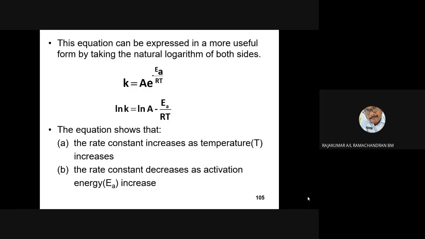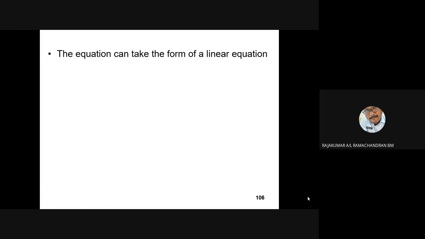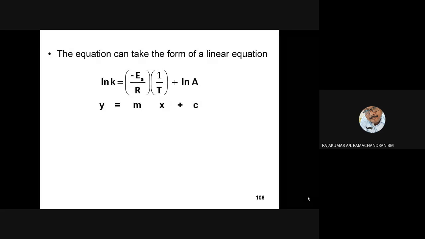More to mathematical relationship. Okay, the equation can take the form of a linear equation. Like I explained just now, in my linear graph method, I use the linear equation. So you can see here, our y is ln k and x is 1 over T. Please take note. Our y is ln k, x is 1 over T. There's an intercept at the y axis, that is ln A, and the slope is negative Ea over R.